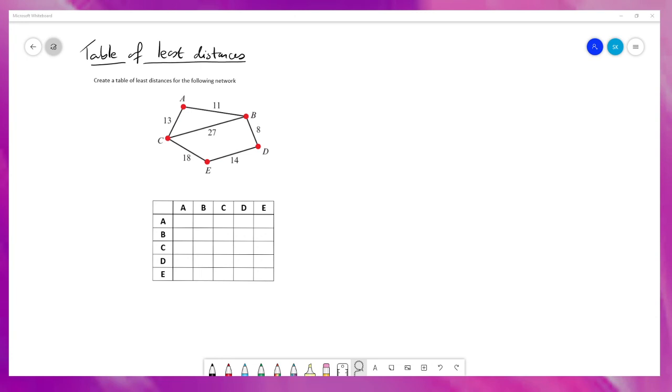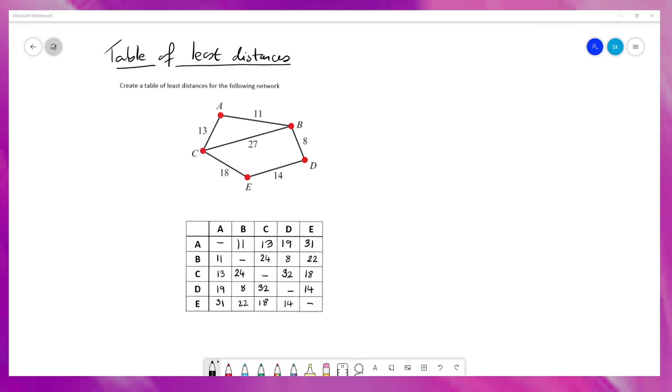Sometimes they won't get you to do it at all, and they'll give you a table of least distances. And going forward in future videos, that's what we're going to do: I'm going to give you a table of least distances, but it'll be the same one for the next three videos, so that we can build up our solution to a problem using the same network. Okay, but first, just very quickly, what I'd like you to do is pause the video and use this table given here to find a table of least distances. And this is what you should get.